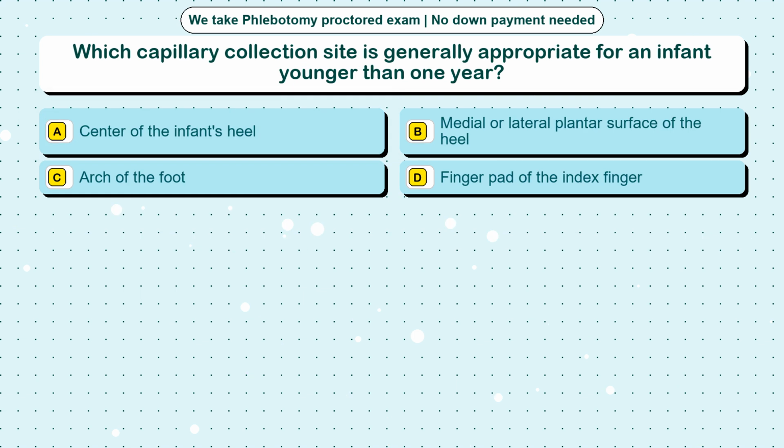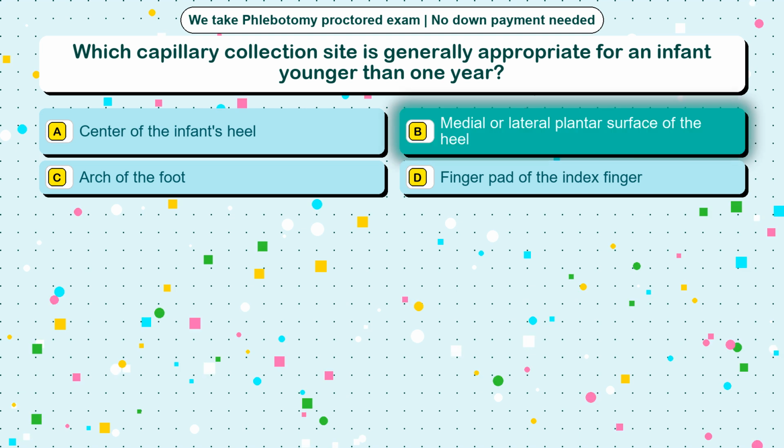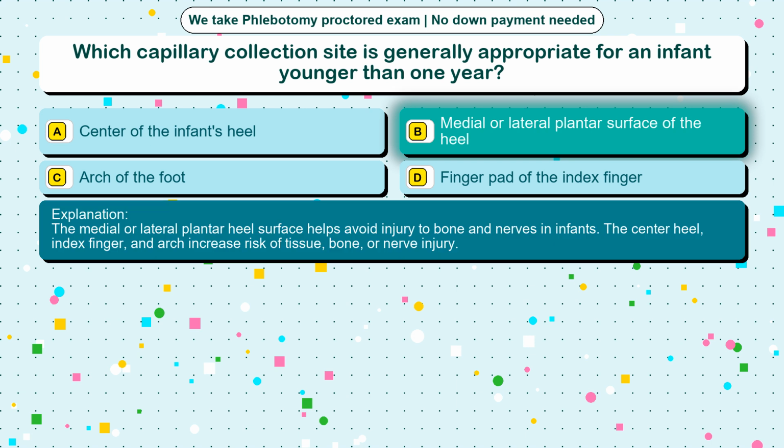Question 17. Which capillary collection site is generally appropriate for an infant younger than 1 year? Option A, center of the infant's heel. Option B, medial or lateral plantar surface of the heel. Option C, arch of the foot. Option D, a finger pad of the index finger. The correct answer is option B, medial or lateral plantar surface of the heel. The medial or lateral plantar heel surface helps avoid injury to bone and nerves in infants. The center heel, index finger, and arch increase risk of tissue, bone, or nerve injury.